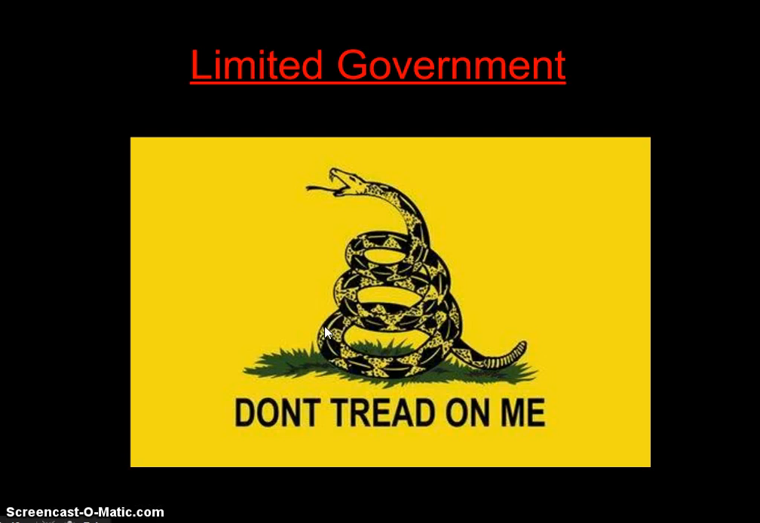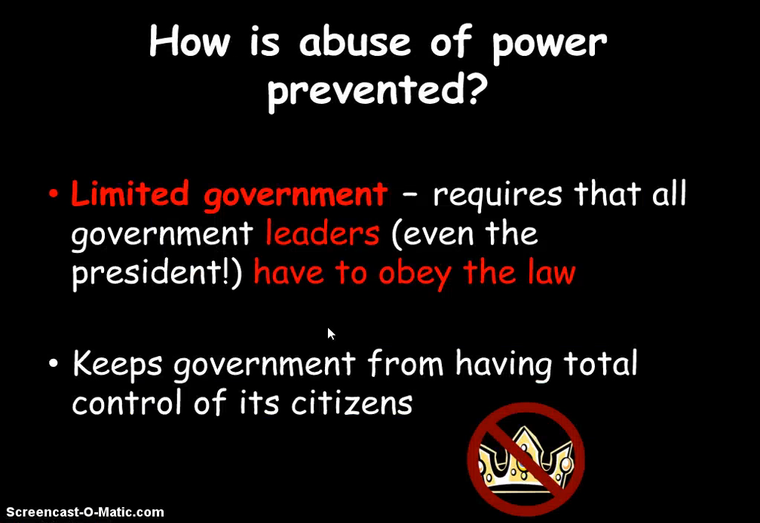Our next one here is limited government. And that's one we discussed before. So how is abuse of power prevented? We've talked in class about some examples of unlimited governments, dictatorships, and monarchies, where the leaders could do pretty much what they wanted to do. Well, the United States government is a limited government, and that means that all government leaders, right up to the president, have to obey the law. And like we said, that supreme law is the Constitution. So this keeps governments from having total control over their citizens and forces them to also follow the law.